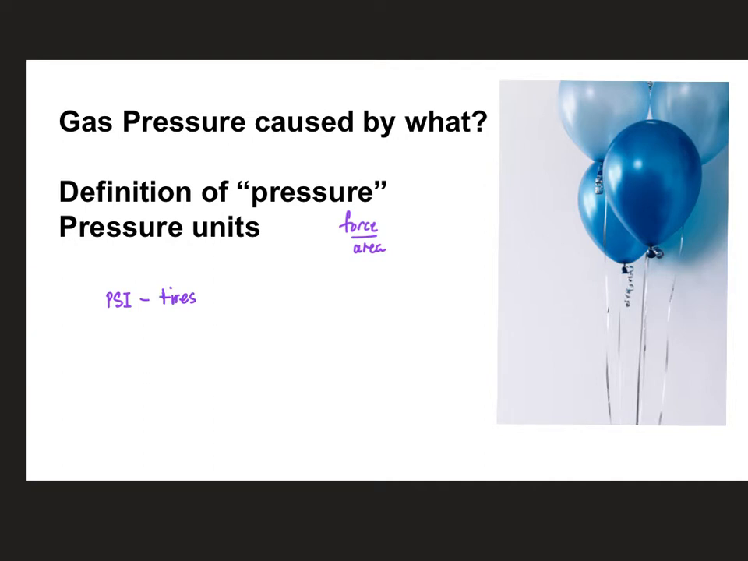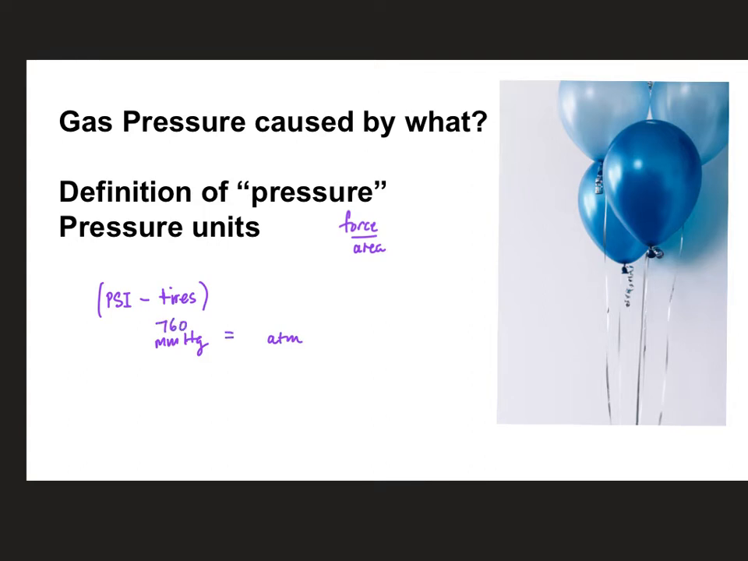Okay, so if you look at the side of the tire on your bicycle or the tire on your car, or perhaps even at a basketball or a volleyball or a soccer ball, there's probably a PSI value there to tell you the appropriate pressure to put into that tire or that ball. We're not going to use PSI. We are going to use millimeters of mercury, and we are going to use atmospheres.